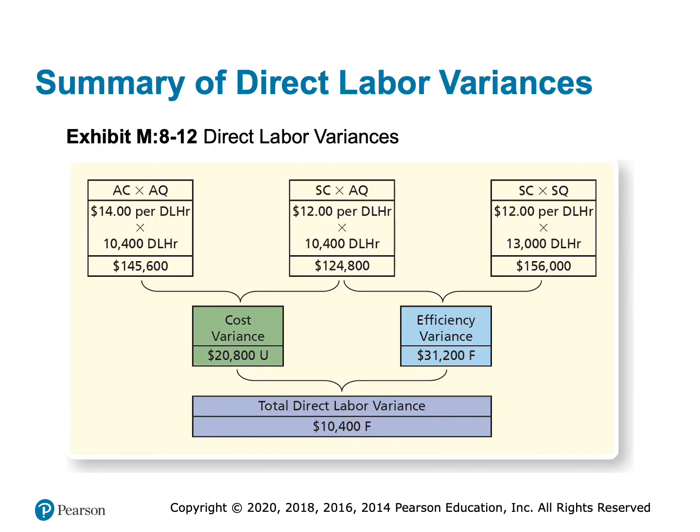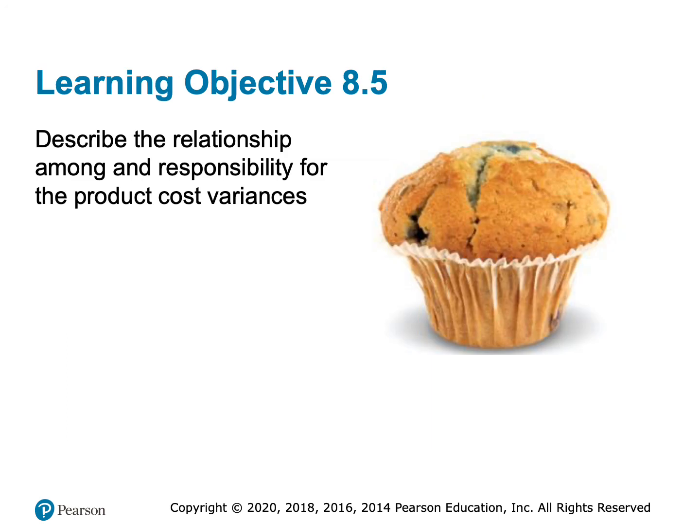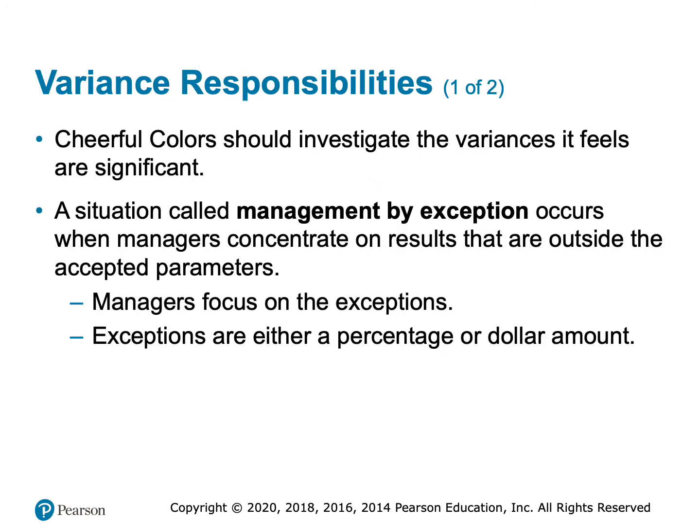So again, here's our summary of our direct labor variances. So real quickly, before we end, we just have a couple of slides left. I want to discuss the relationship and responsibility. So we've already talked about this a little bit, but we want to investigate all variances that are significant. And this is what's called management by exception. So kind of human nature is to look down that performance report and say, oh, every budget that's unfavorable, I want an explanation of.